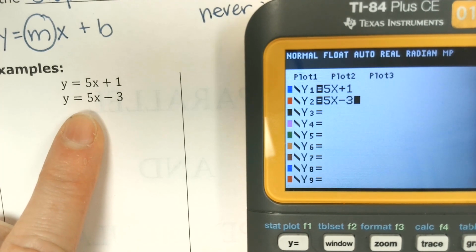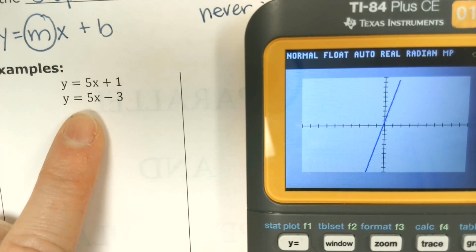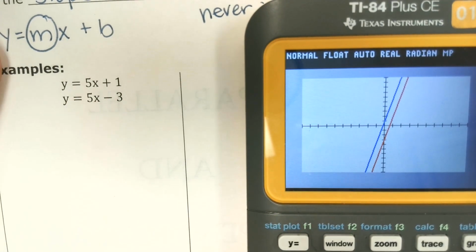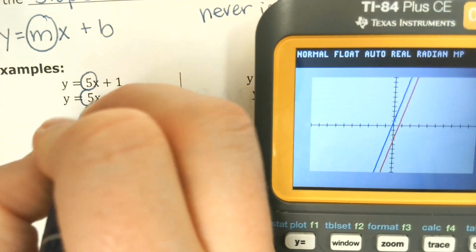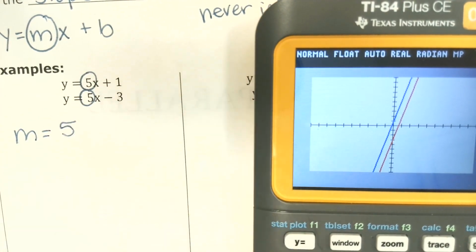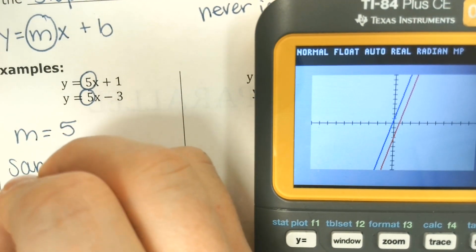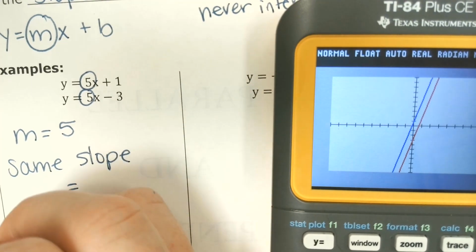Everybody should be doing this. Hit graph. So you can see how it looks. See how it's like railroad tracks? They're not touching. So these are parallel. Both of them have a slope of 5. Same slope equals parallel lines.